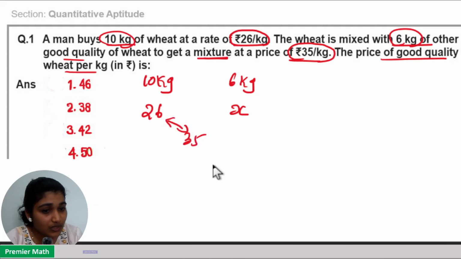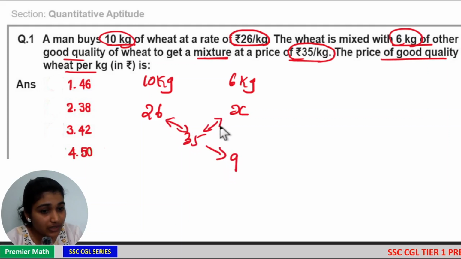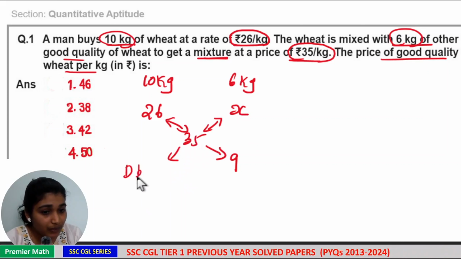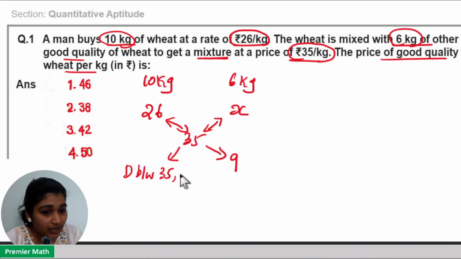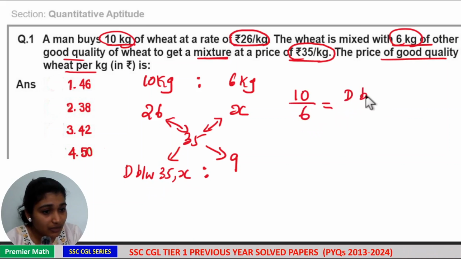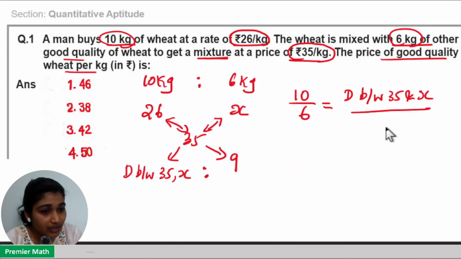Here the difference between 26 and 35 is equal to 9. Write it here. Here the difference between 35 and x. We don't know whether it is x minus 35 or 35 minus x, so I will take it as the difference between 35 and x. Now these two are in the same ratio of 10:6. That is, 10/6 is in the same ratio as the difference between 35 and x divided by 9.